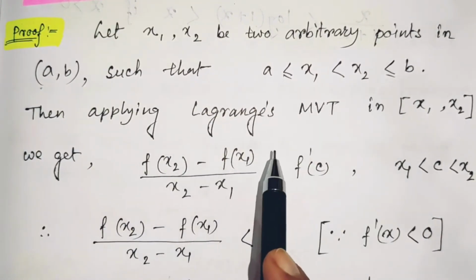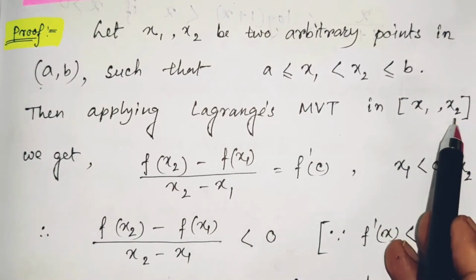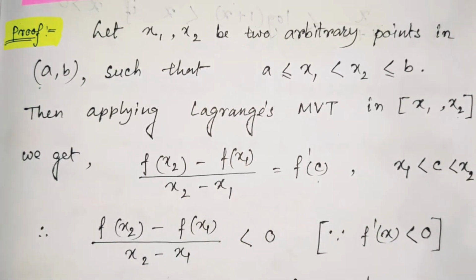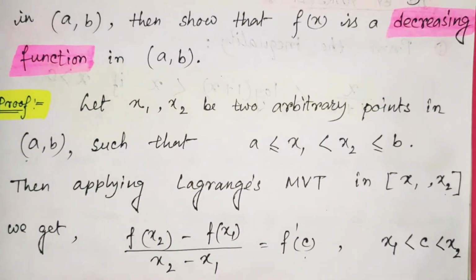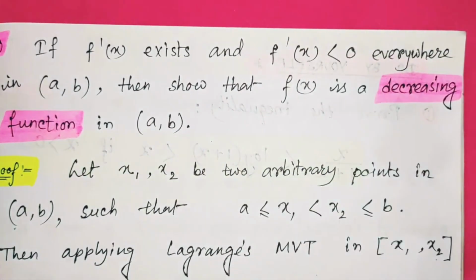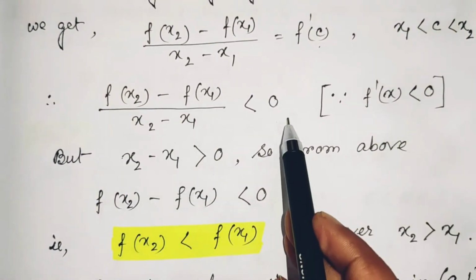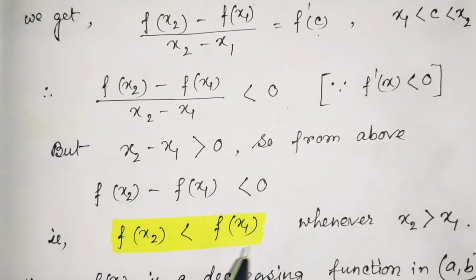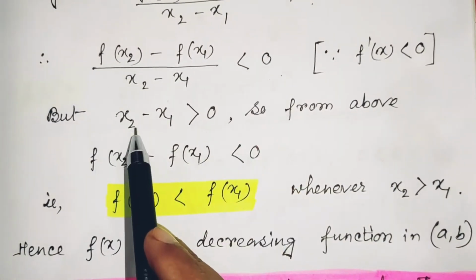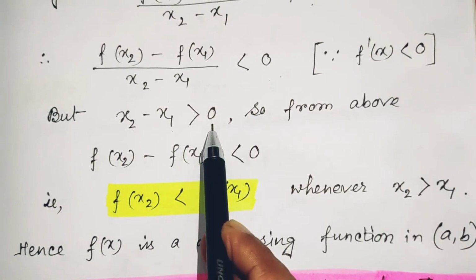Now applying Lagrange mean value theorem within the interval x1 and x2. So this is the formula for the mean value theorem, and according to the given condition here, f dash x is less than 0 everywhere. That's why we can say that this is less than 0. Now as this is less than 0, we can say from here that x2 minus x1 is always greater than 0. Is it or not?